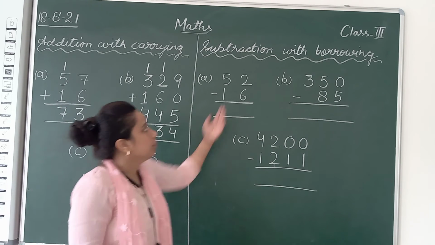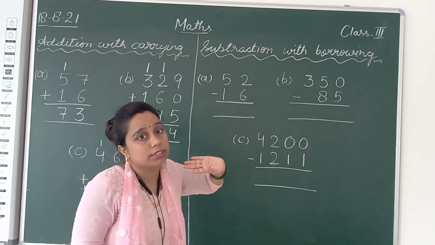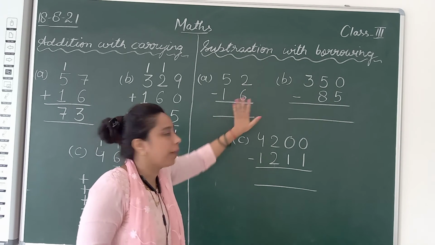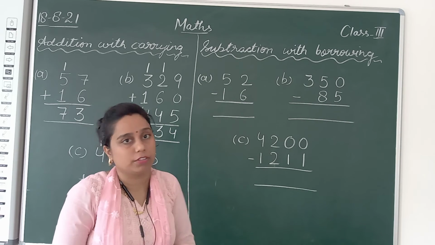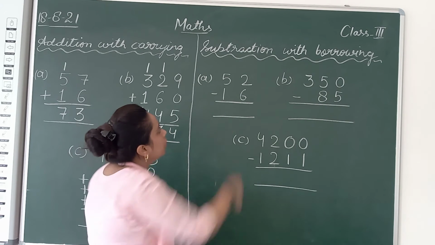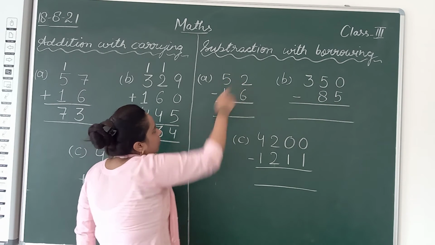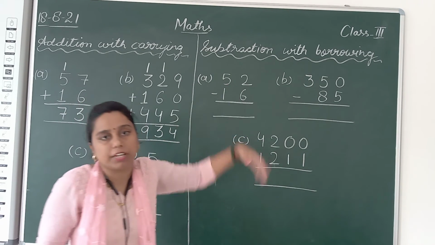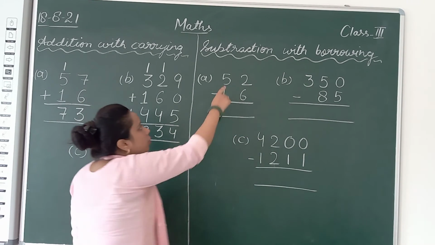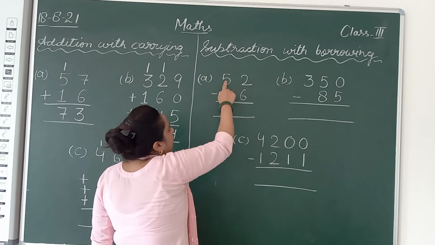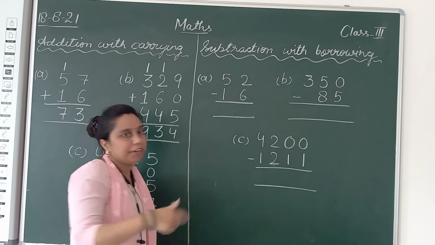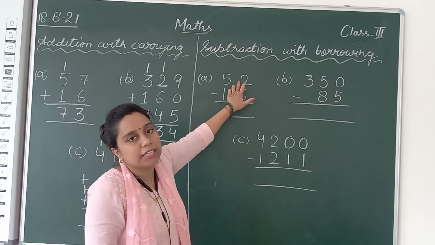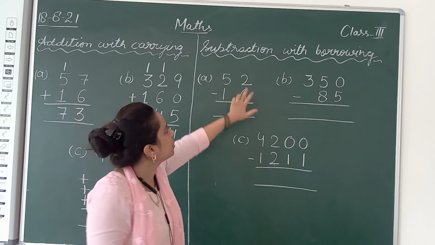But this 2 is stubborn. It says that it will definitely subtract 6. So what is it going to do? It will borrow from 5. Now this is 5 tens, and 5 is at the tens place, so 5 tens means 50. So it will give one 10 to here. It will pass its one value to this. When it gives one 10 here, one 10 means 10 ones, because 2 is at the ones place.